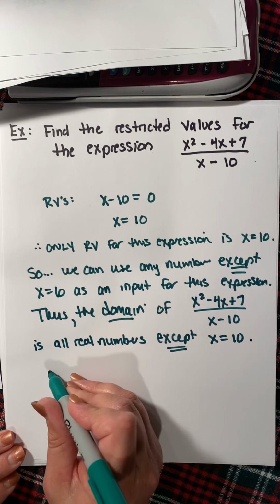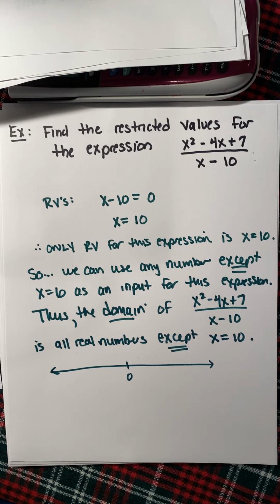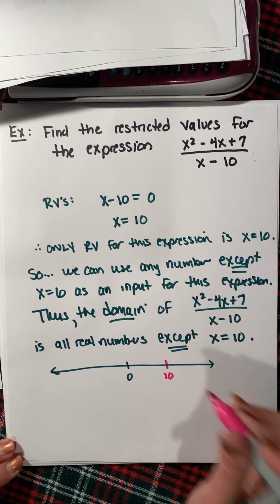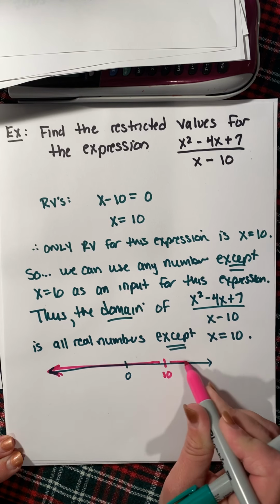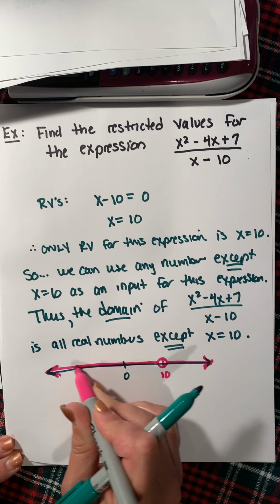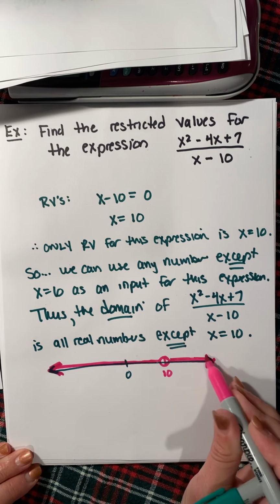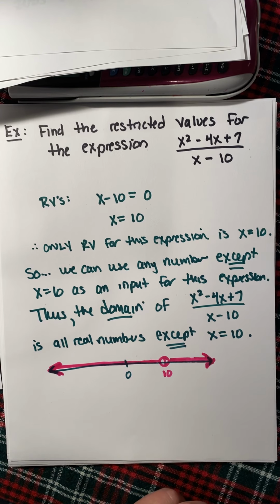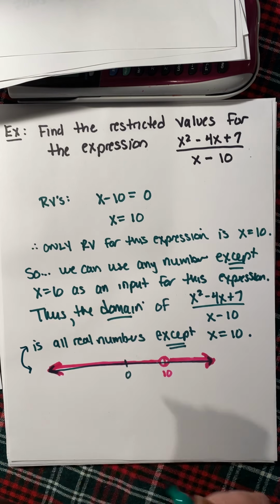So if we were to look on a number line, right, here's 0, I don't know, 10's over here somewhere. Right, we can put any number to the left of 10 in. We can put any number to the right of 10 in. We just can't put 10 in. So this is how we would graph the domain of this rational expression. Any number that is highlighted in pink on this number line, which would be everything except for 10. So all real numbers except 10 is the same thing as this picture.